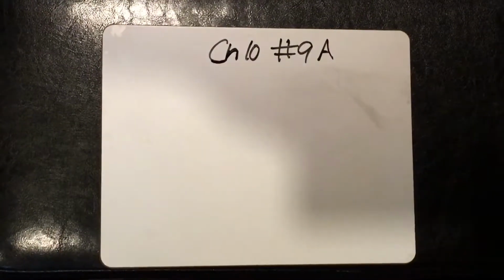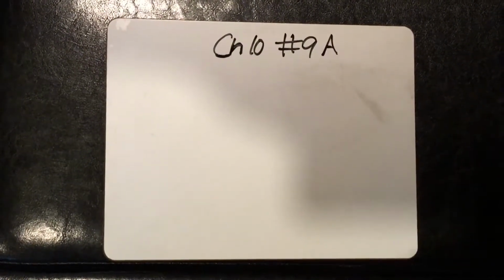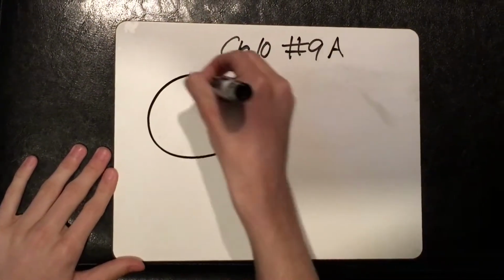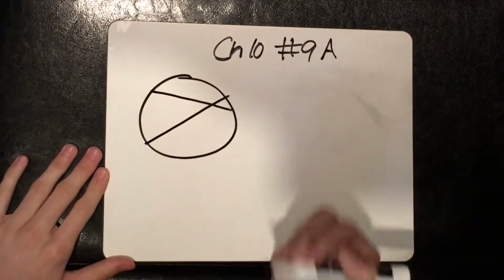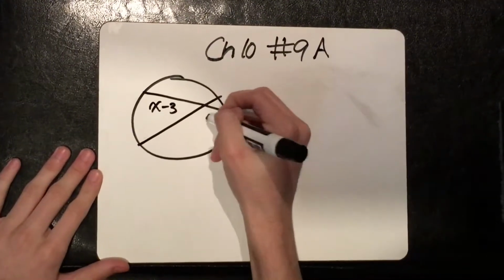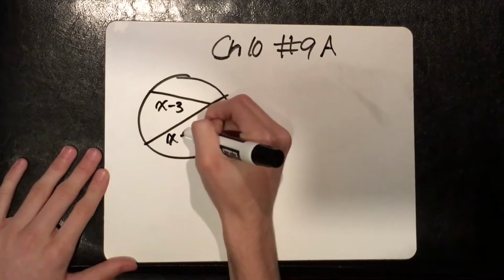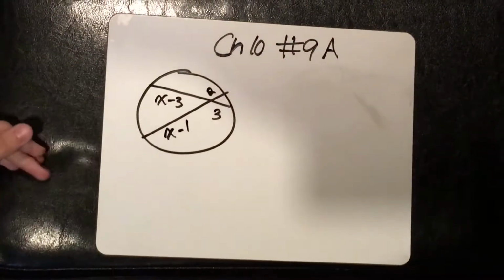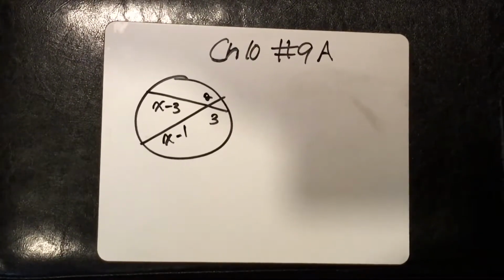So this video will be regarding Chapter 10, Number 9, and Form A. In this problem, we're given a circle, and there are these two lines through the circle, and they intersect, and we're given the measure of this line is x minus 3, and 3 right there, and x minus 1, and 2 right here.